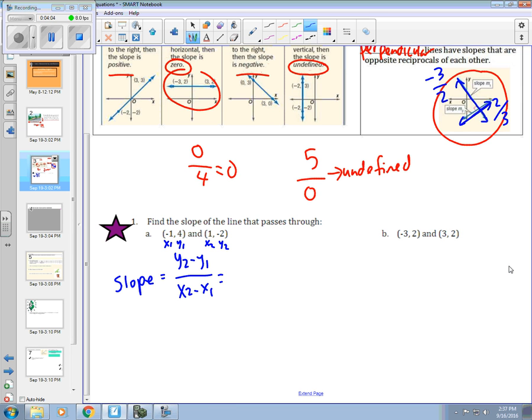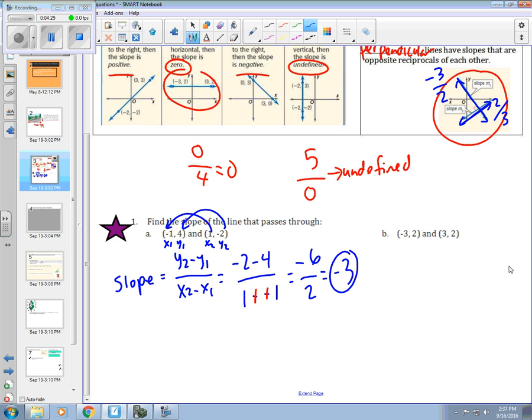All right, so we're going to subtract our 2 y's here. -2 minus 4. And then on bottom, we're going to subtract these two. 1 minus -1. So the slope is the result we get. On top, we get -6. On bottom, remember, minus a negative is the same as plus. So we got -6 over 2, which means our slope here is going to be -3.